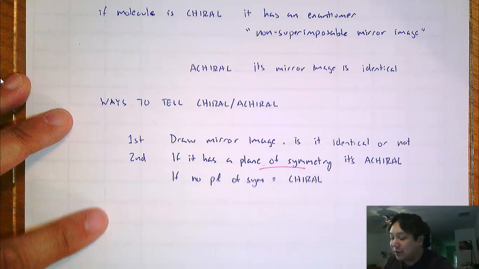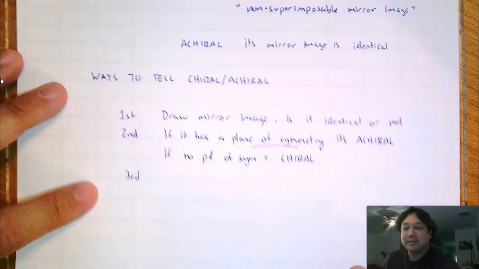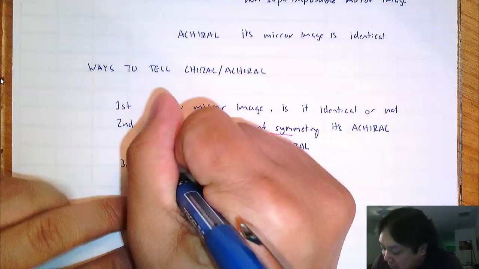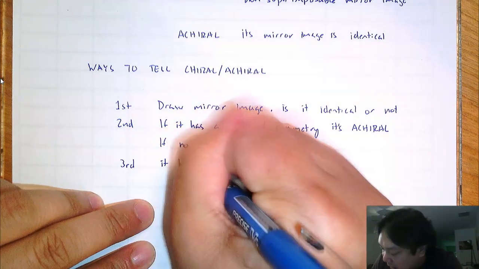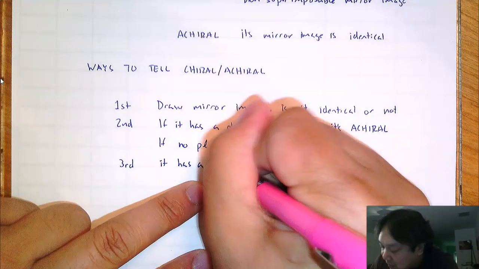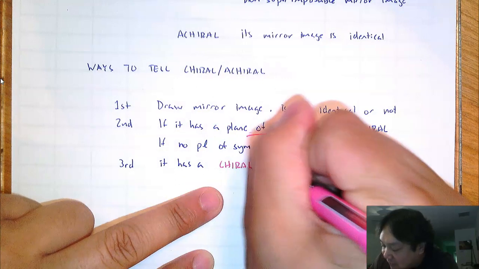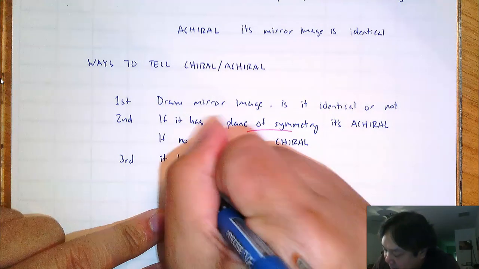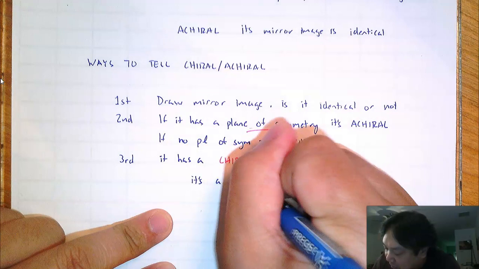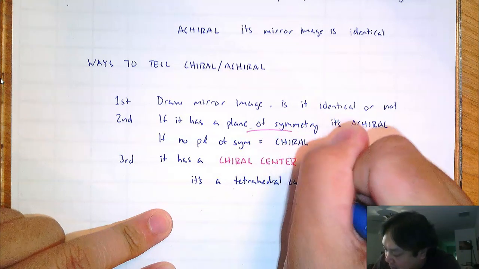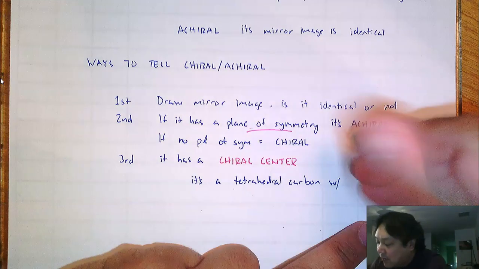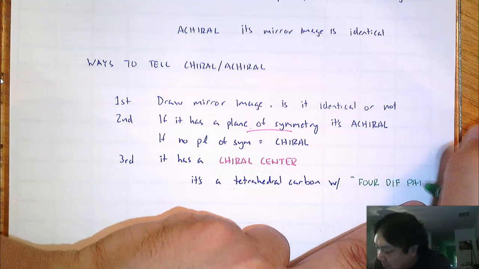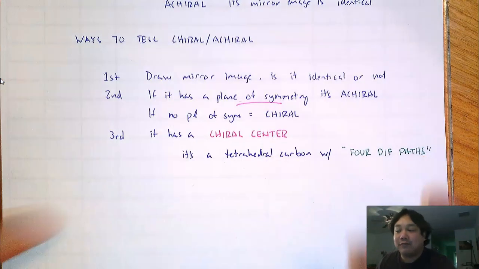Okay. So let me tell you the third way. I use this third way the most, and it's what's called a chiral carbon, or chiral center. It doesn't necessarily have to be carbon. So a chiral center is a tetrahedral carbon with, and I'm going to use the word paths, 4 different paths. The textbook says 4 different groups.